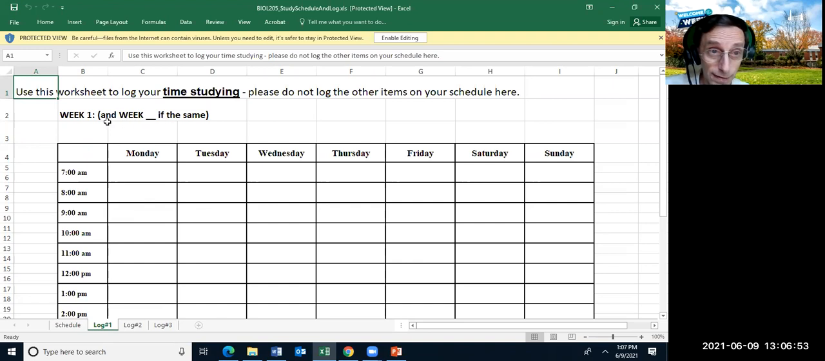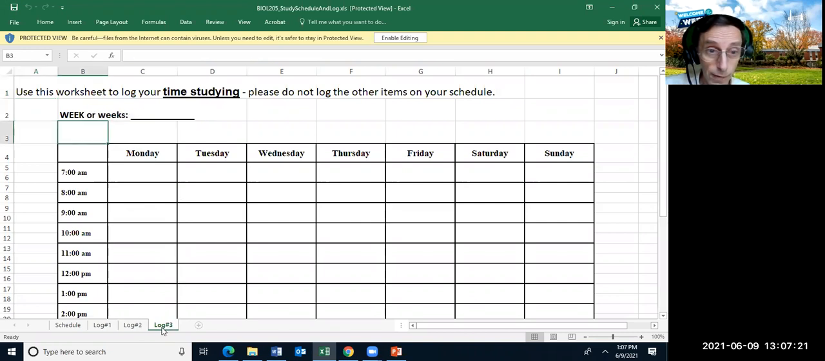If you're planning to use this same study schedule for all semester long, then that's all you need. However, in week 2, let's say you're going to go visit a family member out of state, and so that'll impact your study schedule. So here, on log 2, put your study schedule for week 2, and then for week 3, put it on log 3, and for all other weeks, if it's different, you just click this button to add another page. Any question about that?